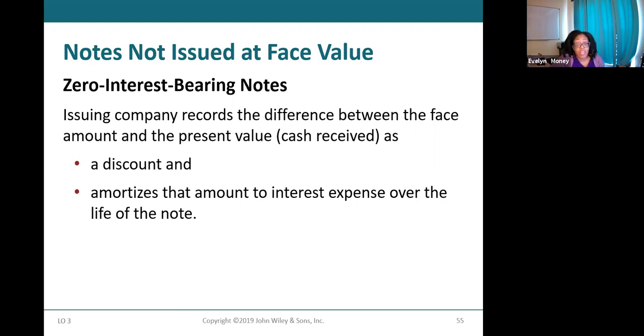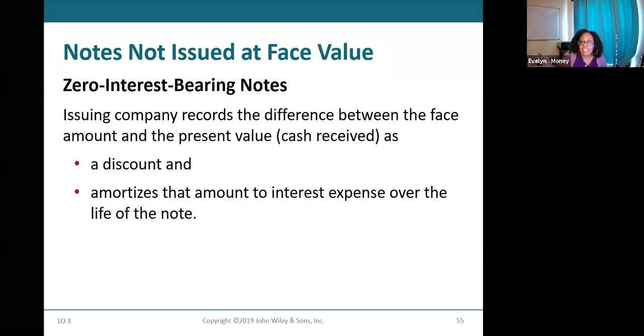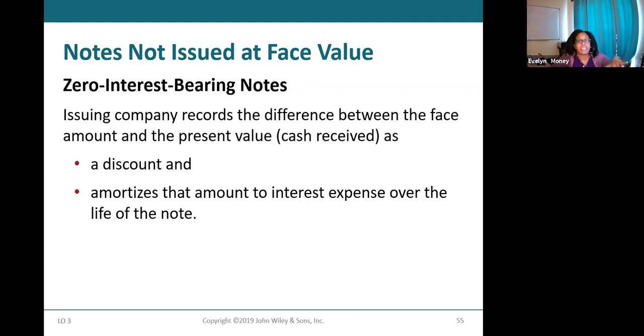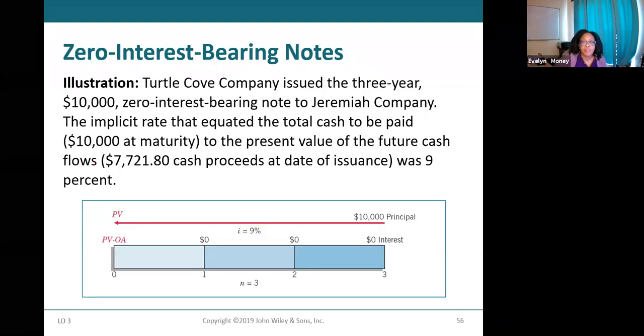Now, with a zero interest bearing note, interest is implicit in the note. There are no cash interest payments, but the amount of money we receive is different from the amount of money that we're going to have to pay back. So the company that's issuing the note has to record the difference between that principal amount and the present value, which is usually the cash received, as a discount. And we have to amortize that discount to interest expense over the life of the note. So instead of debiting interest expense and crediting cash, we're debiting interest expense and crediting discount on notes payable to amortize it or slowly get rid of it.